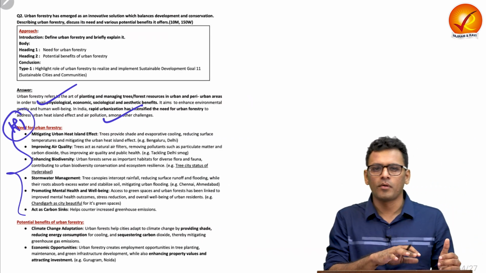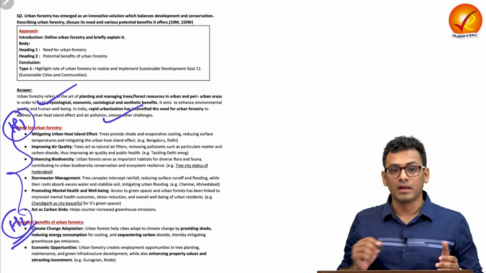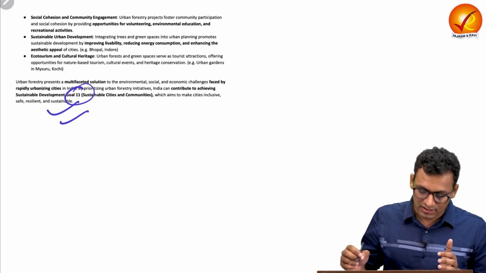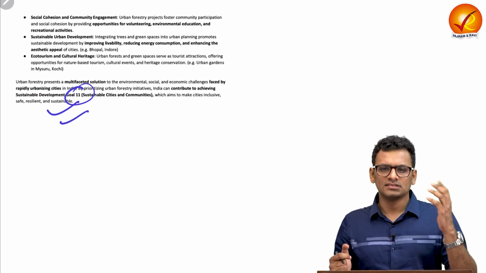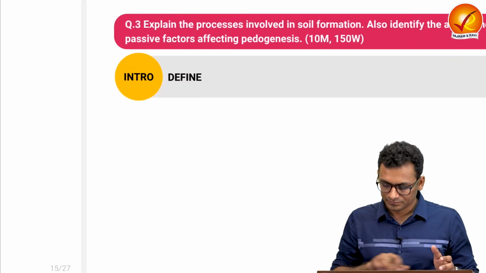providing sufficient proof points and substantiation. In heading 2, you will further write the potential benefits of urban forestry. And lastly, in the conclusion, you can talk about SDG 11, or you can talk about the example of historical urbanization. So that is all for question number 2. Let's move on to question number 3.